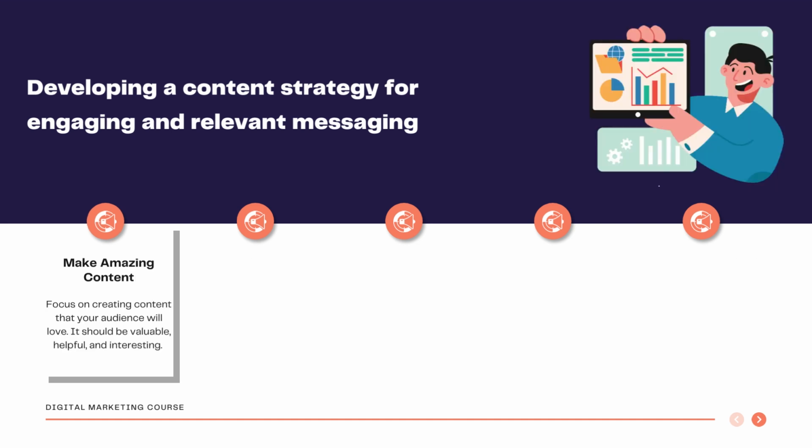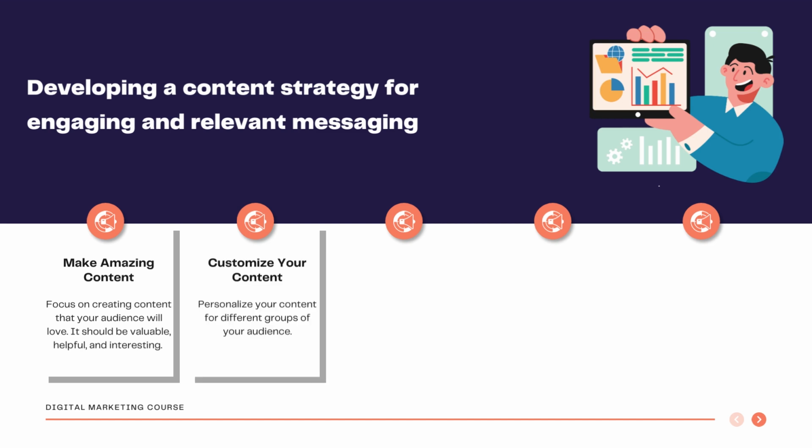6. Make amazing content. Focus on creating content that your audience will love. It should be valuable, helpful, and interesting. Do your research and write it well. If you use visuals, make sure they look good too. If you want people to find your content on search engines, make sure to optimize it for that. 7. Customize your content. Personalize your content for different groups of your audience. Use what you know about them to speak directly to their needs. When your content feels personal, it's more likely to engage them.